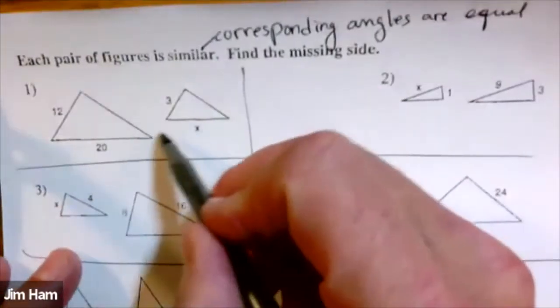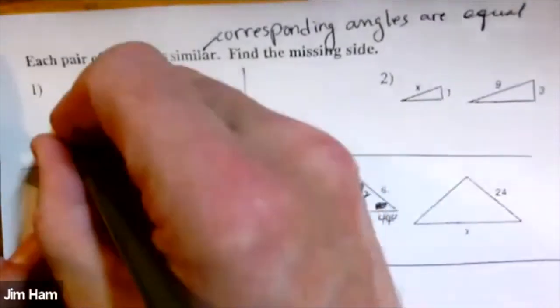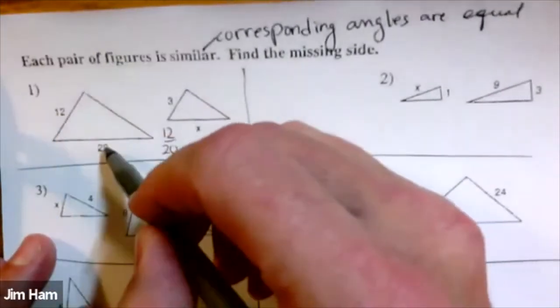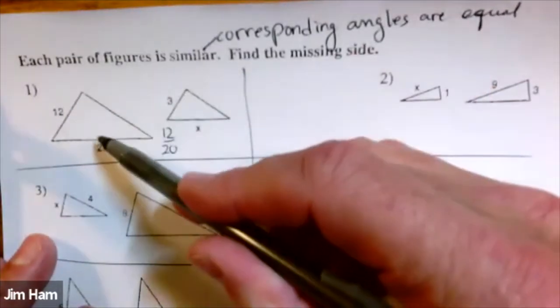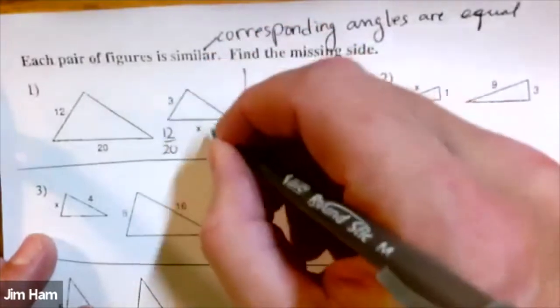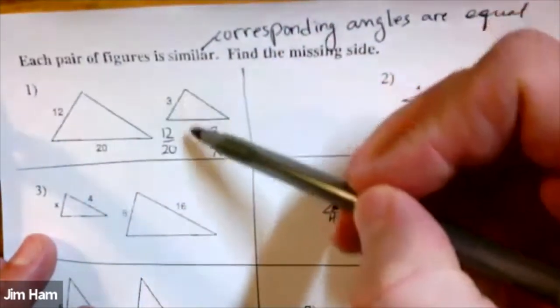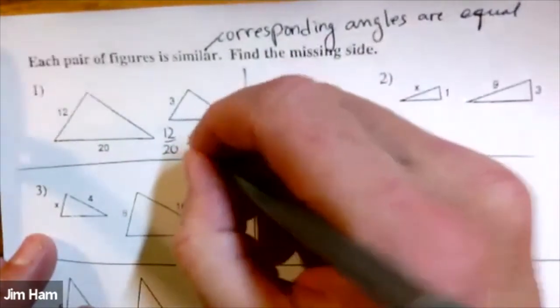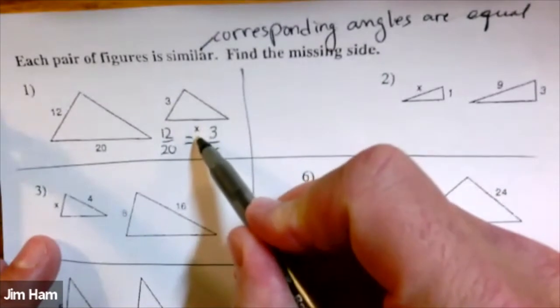So what we can do in similar triangles is we can always write a proportion. And we can say 12 is to 20. Since this triangle here is oriented the same way as that one, we could say that's the same thing as the ratio 3 is to x. So 12 is to 20 as 3 is to x. And you can set up a proportion like this and actually find the missing value of x. And that's what they want you to do here.